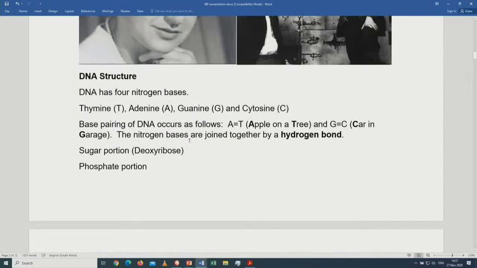Now, if you look at the structure of DNA, it is made up of four nitrogenous bases, which are thymine, adenine, guanine, and cytosine. Because DNA is double stranded, the nitrogenous bases pair with each other. Adenine always pairs with thymine. You know that we find an apple in a tree, so the letters A and T pair together. And in base pairing, guanine and cytosine, you know, we find the car in the garage, so C pairs with G. These nitrogenous bases are joined together by hydrogen bonds.